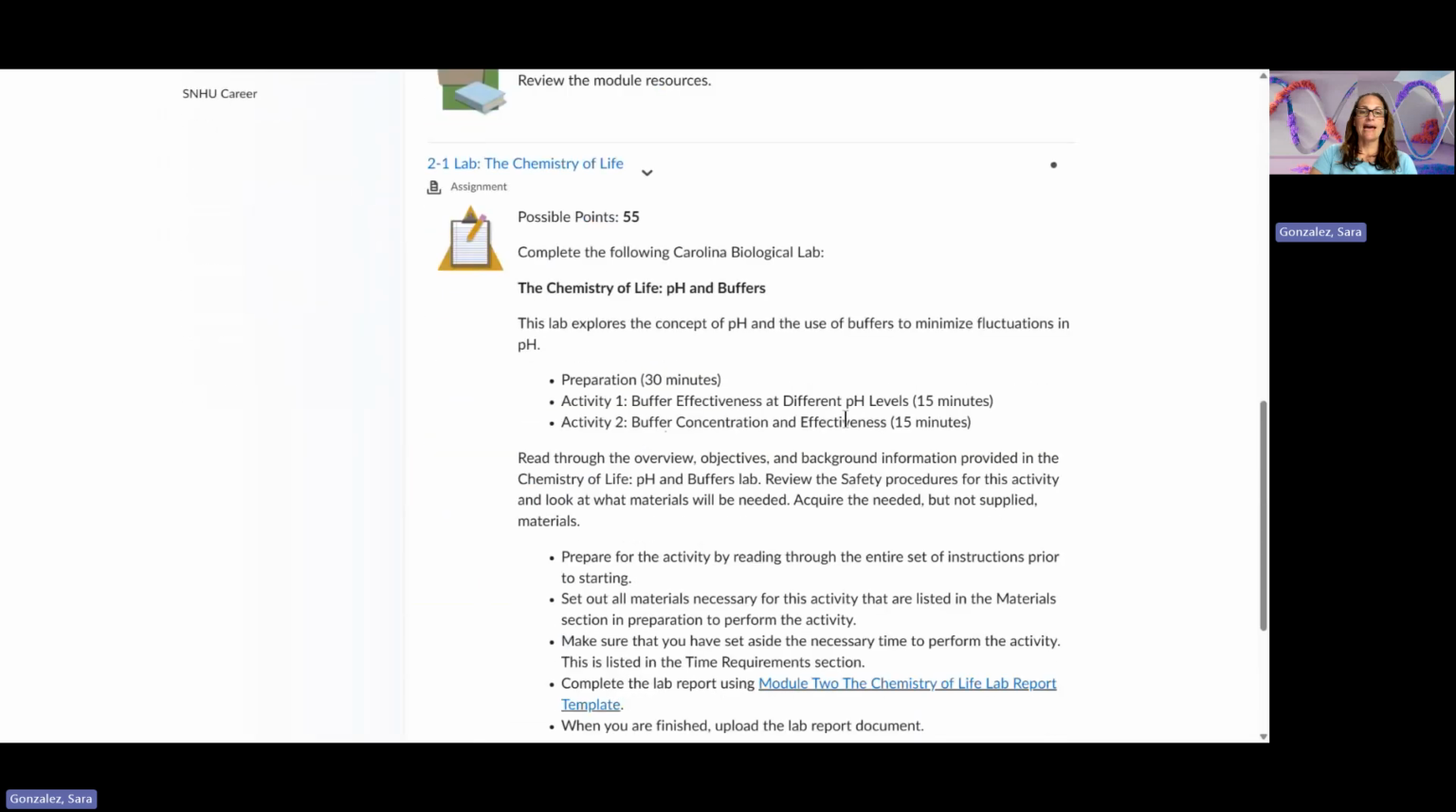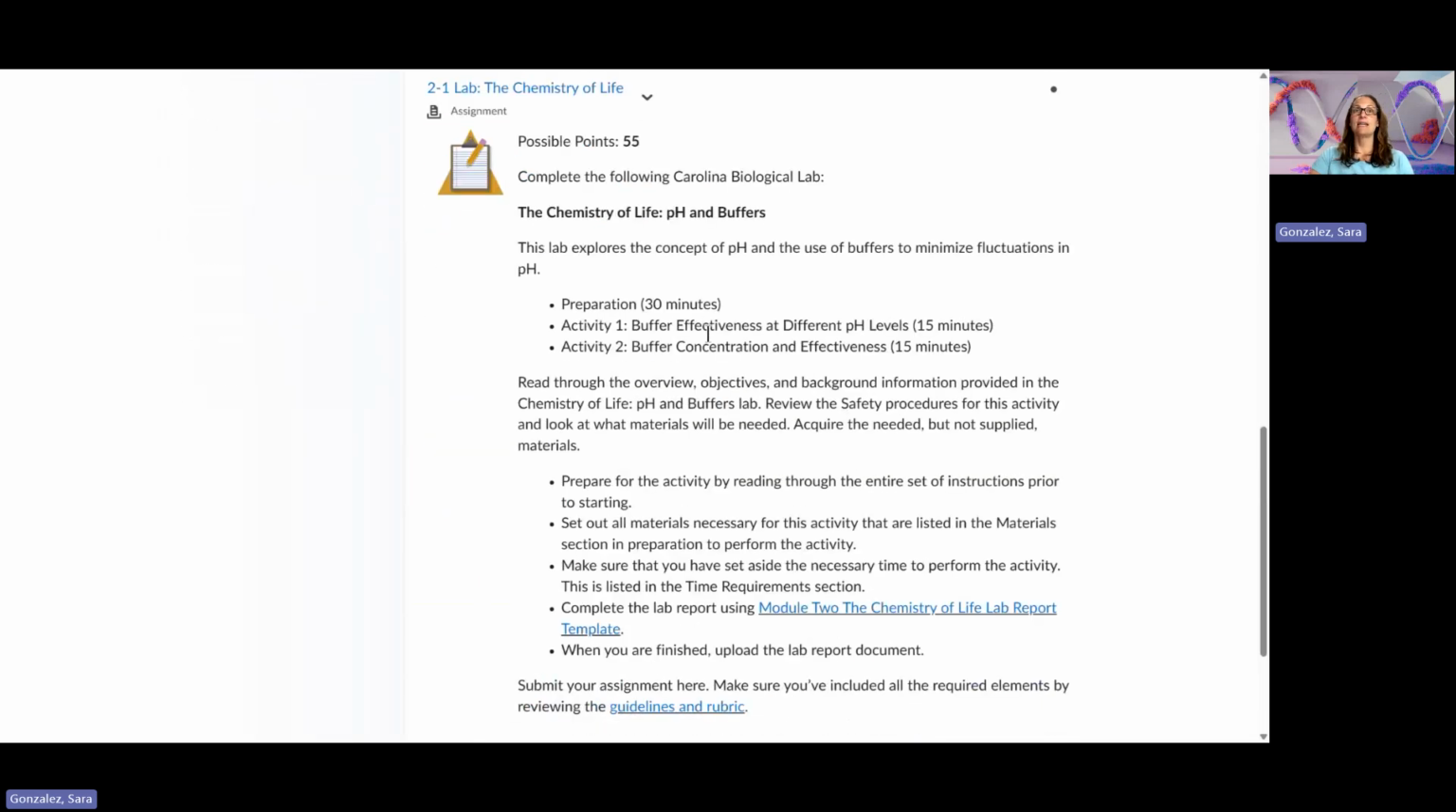So let's get into the lab. First, of course, as I always prep everybody, make sure you pay attention to how long this lab is. This one, not too bad. Preparation is about half an hour, and then 15 minutes each for activity 1 and 2. So overall, this lab should take you about an hour or so.